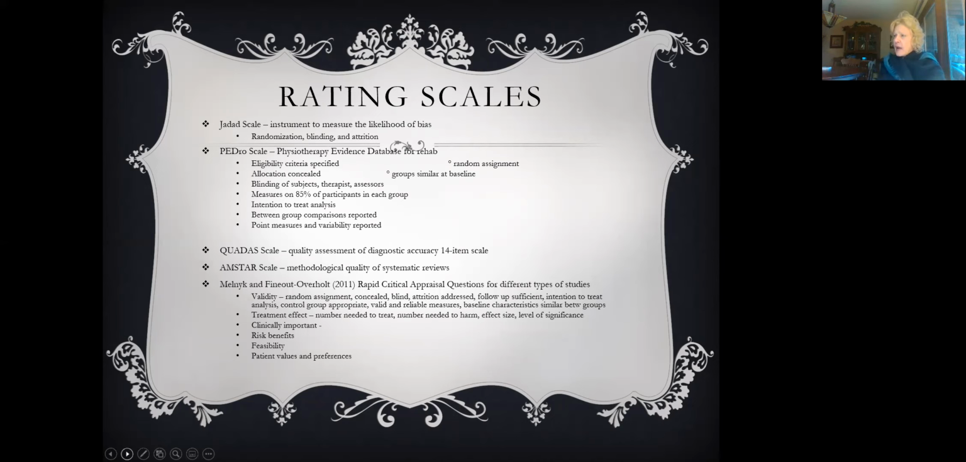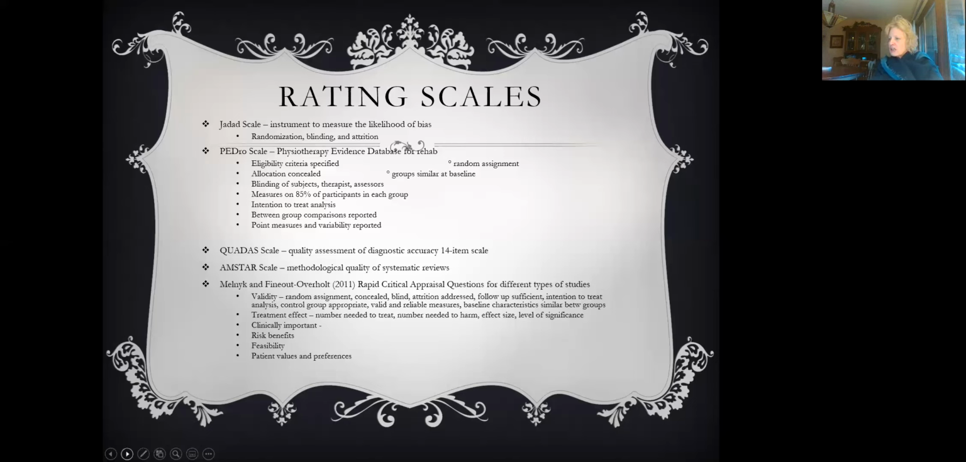There's a variety of rating scales that you can use to help guide you through this. You can look at the JDAD scale, which is an instrument to measure the likelihood of bias. You can use the Pedro scale, which is a physiotherapy evidence database for rehab. There's a QUADAS scale, which is quality assessment of diagnostic accuracy. It's a 14-item scale specifically designed for diagnostic instruments.